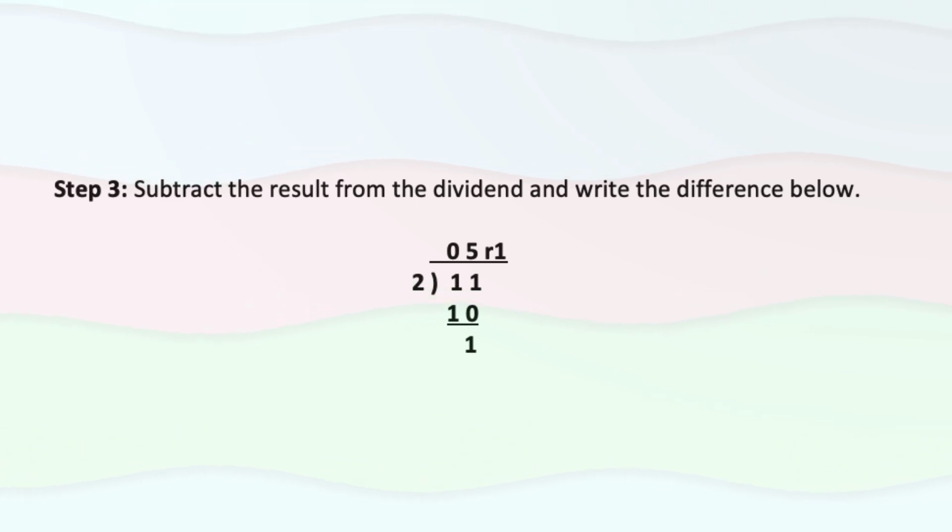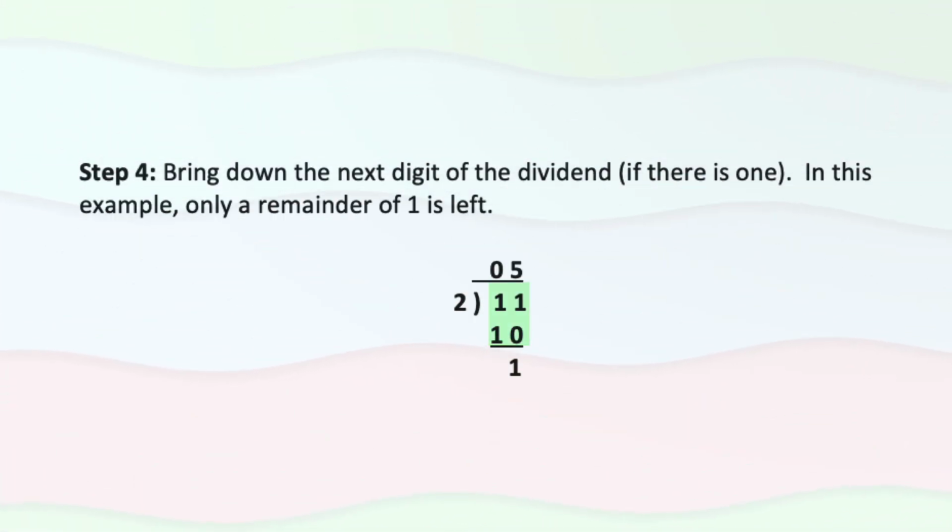Step 3. Subtract the result from the dividend and write the difference below. So now we have 11 take away 10, which equals 1.